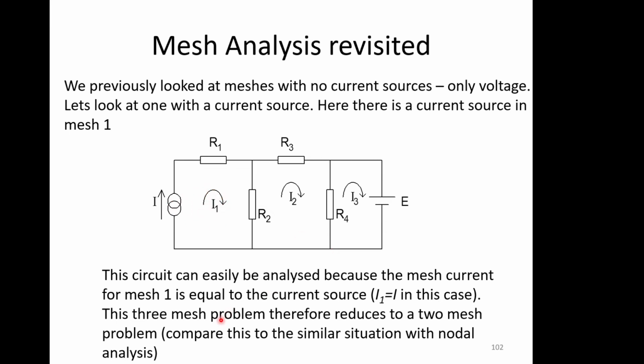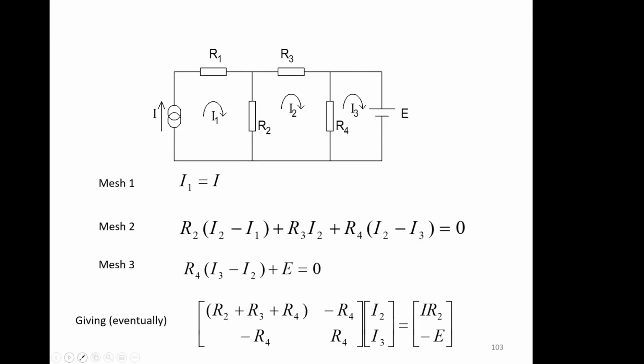Great. The 3-mesh problem therefore reduces to a 2-mesh problem, and we can compare this to a similar situation with node analysis. If we'd had a voltage source here, that would have told us that the voltage here was fixed because it was the only thing connected to the voltage source. So just by looking at these and applying a little bit of knowledge, we can maybe start to simplify things. So we know that I1 is equal to 1. So that's a useful substitution we could make if we wanted to.